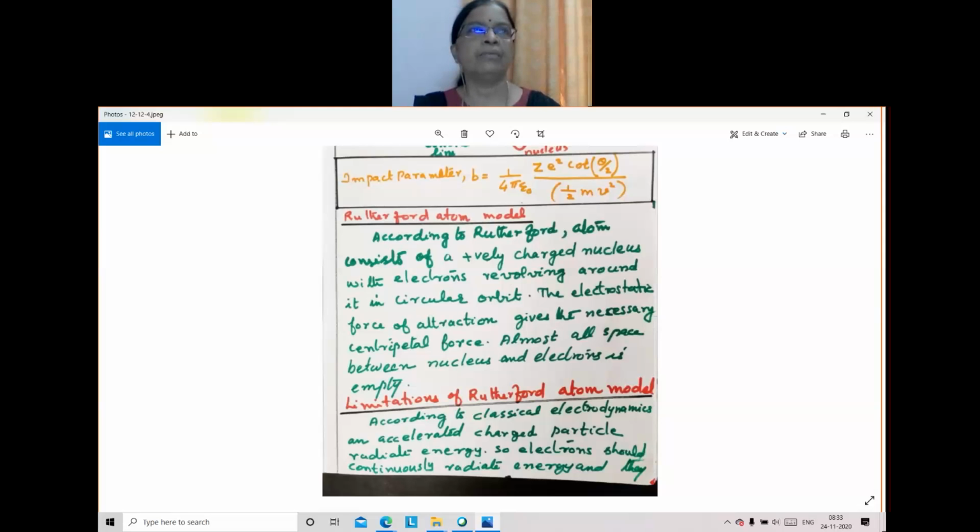What provides? Which force provides? Attraction. Attraction between the nucleus and the electron. Positively charged nucleus and the electron. Correct answer. The force of attraction gives the necessary centripetal force. Okay, correct. So that is what is explained here. At the center, you can see the positively charged nucleus.